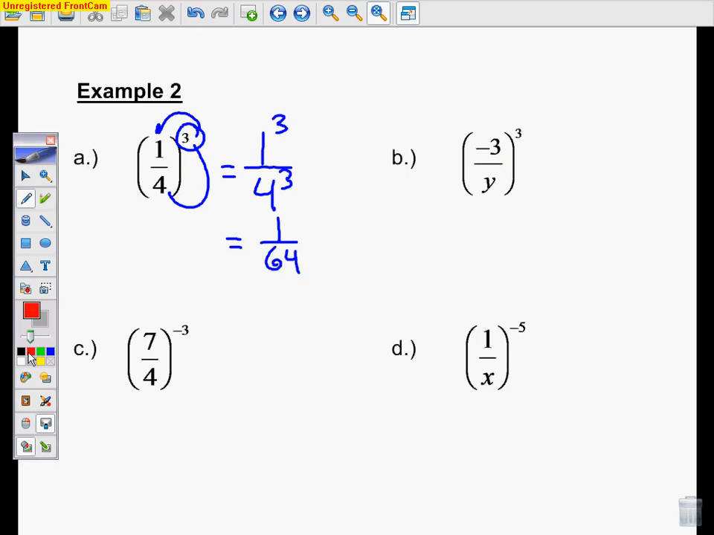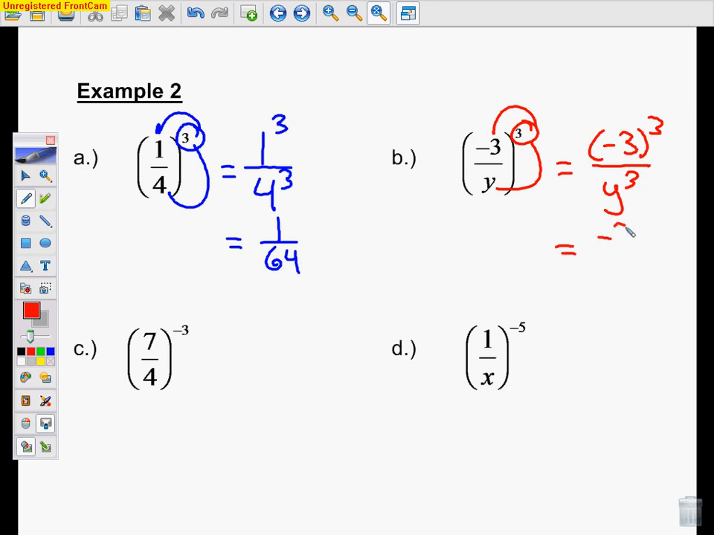B. Same deal. We have an exponent of 3 on the outside that distributes to both the numerator and denominator. So we have negative 3 to the 3rd. Remember when you have a negative base, to make sure you keep it in parentheses, and y to the 3rd in the denominator. If we simplify that, negative 3 to the 3rd is negative 27. Y to the 3rd, well, that's y to the 3rd.